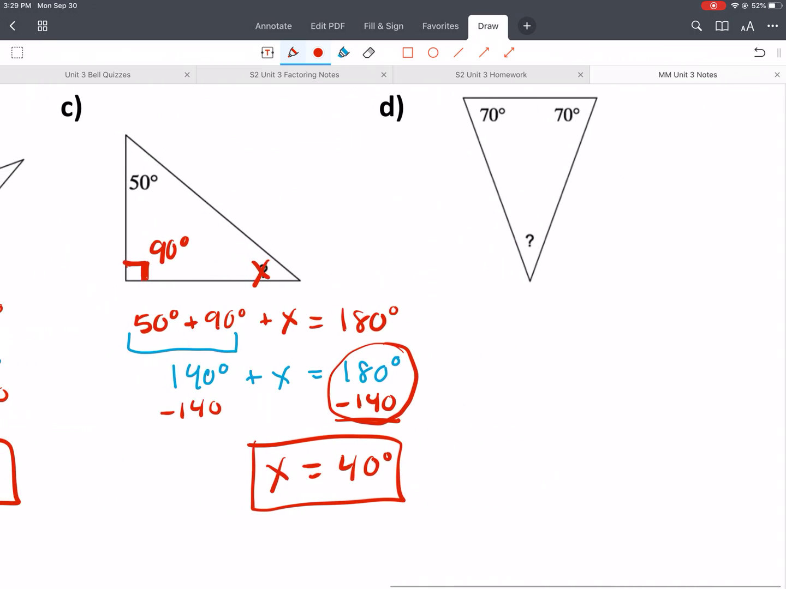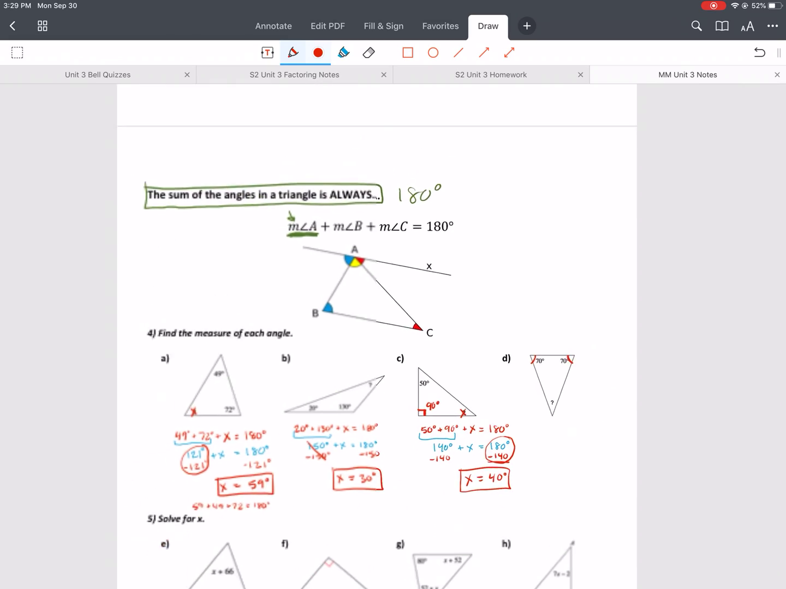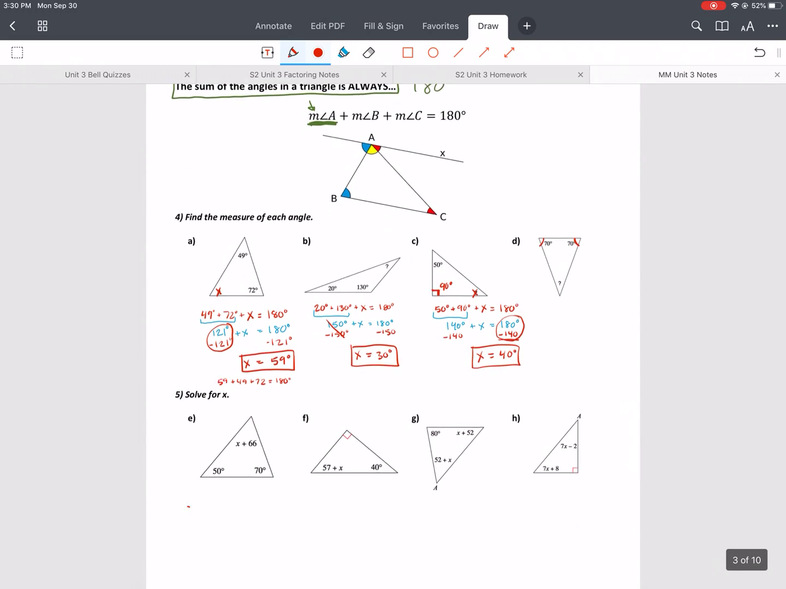Okay, and then the last one, we have D. We could ask, though it isn't what it's asking for, what type of triangle that is. Well, since we have two angles that are the same, I don't know if I talked about that before. Let's see. No, we didn't really talk about that. So let's just ignore that for now.